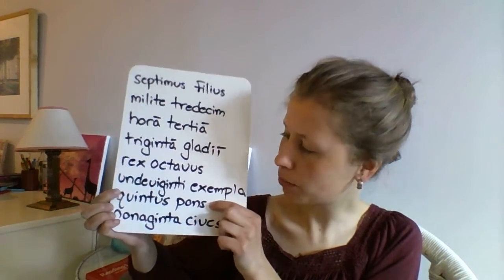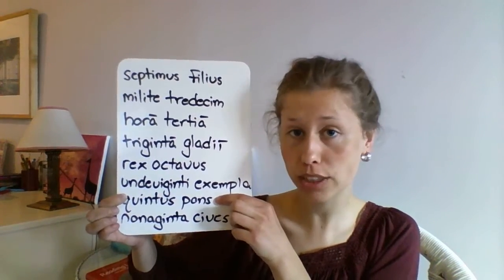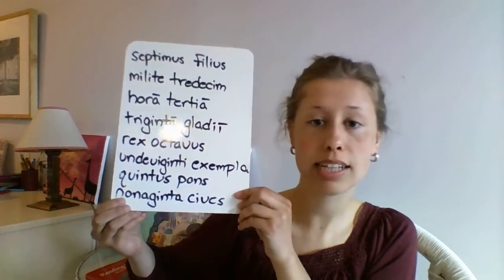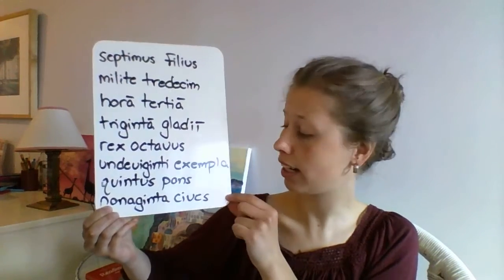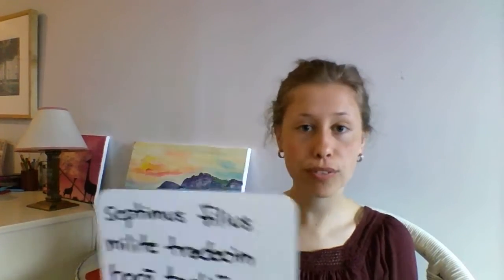Quintus pons, both masculine, singular, nominative. The fifth bridge. And then nonaginta cives. Nonaginta means 90, it does not decline. Cives means citizens, so we have 90 citizens. So hopefully those were pretty straightforward if you just looked at the chart. Nothing weird grammatically there. Alright, now some fun with the Roman numerals.